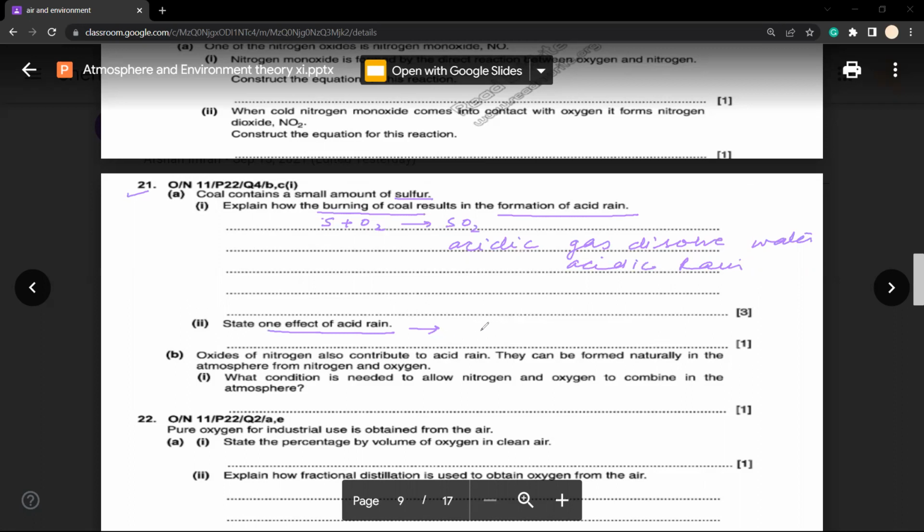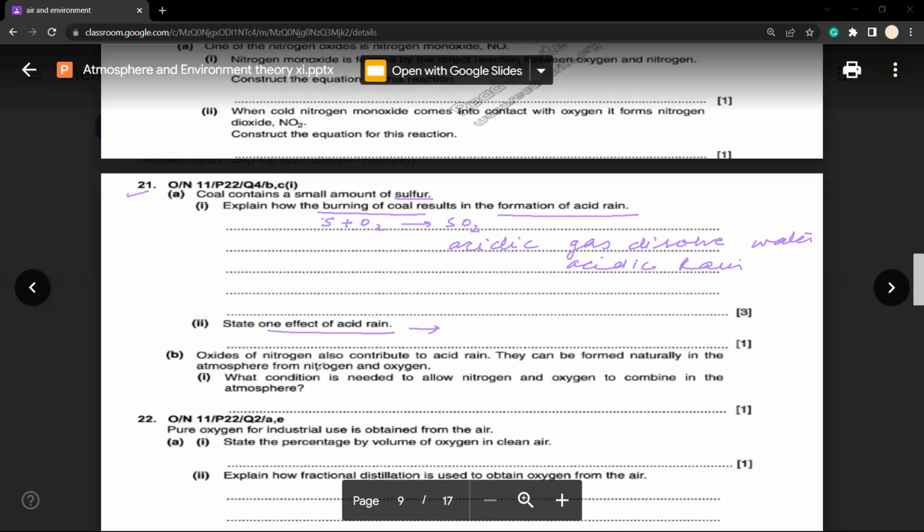Or you can explain the human impact. The human impact is that it can lead to bronchitis or asthma or something of that, or skin diseases and allergies. Or you can write the physical impact, that it can lead to the corrosion of the monuments which are made up of metals or which are made up of limestone, right? The oxides of nitrogen also contribute to the acid rain.